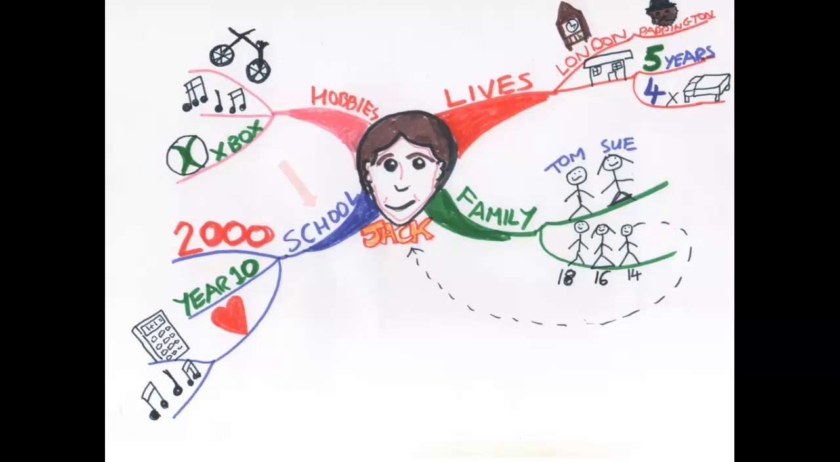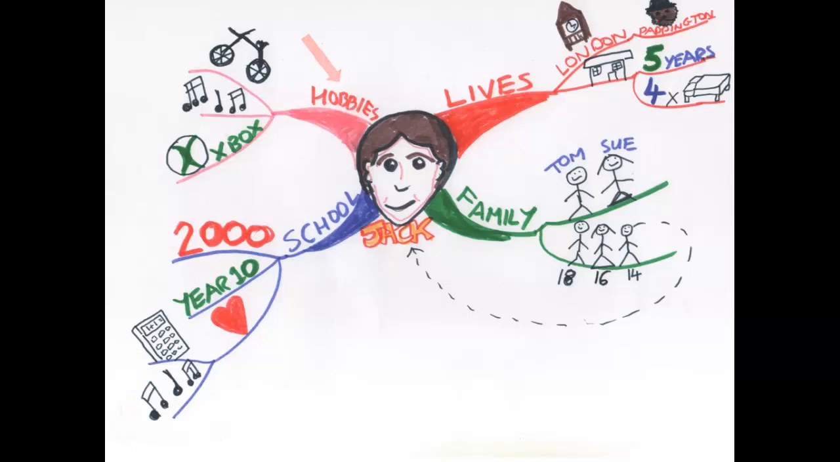Now, in terms of his school, so that's the blue purple branch there, he's at a school which has about 2,000 students, so it's a pretty big school. He's currently in year 10. And there are 2 subjects at school he really loves. Those subjects are maths, so a calculator for maths, and he also loves music.